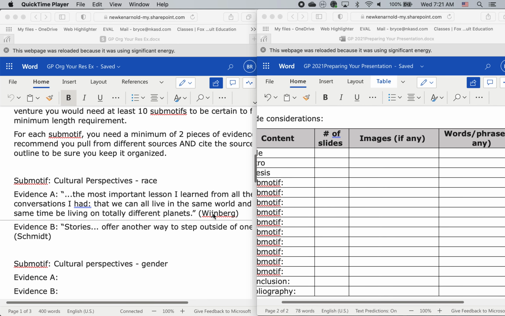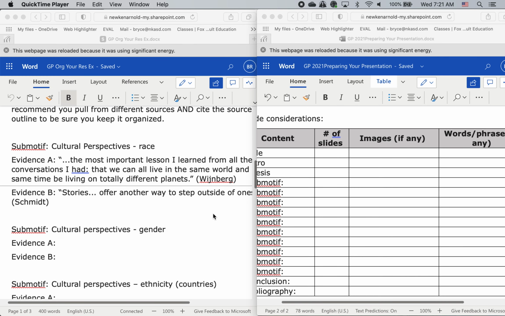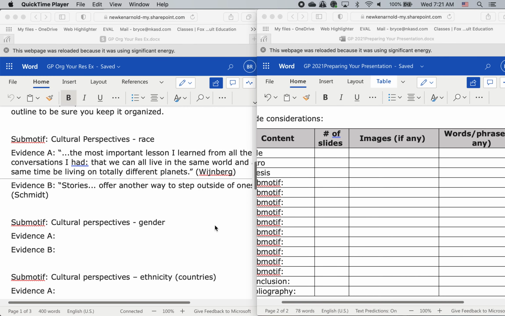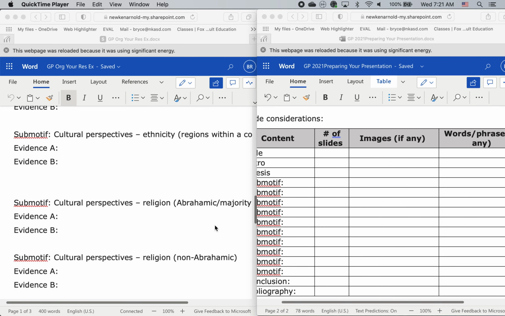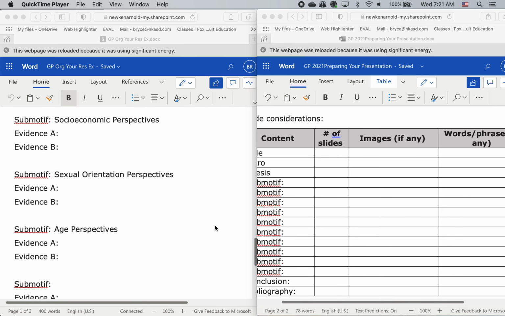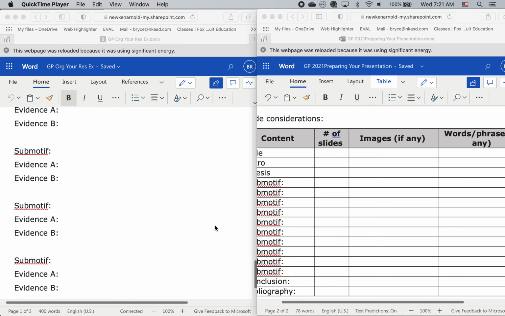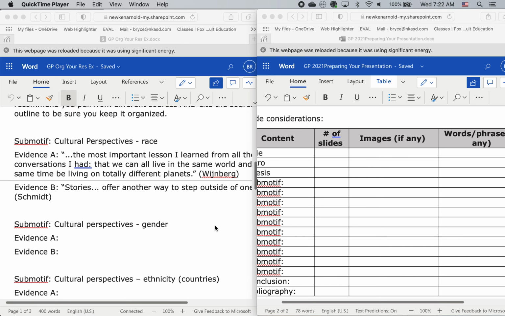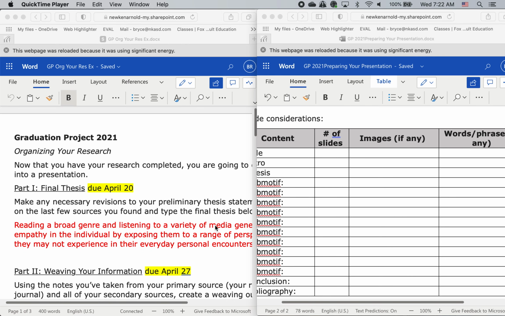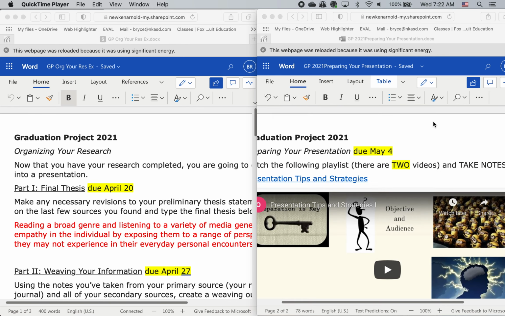We're going to use that same organization strategy, the weaving. So I have all of my submotifs clearly organized. I have pieces of evidence from all of my research, including my primary source. Obviously, I didn't go through and fill the entire outline. I wanted to do one or two so you guys have an idea of what that looks like. So the next step after I have all of that is to prepare my presentation.